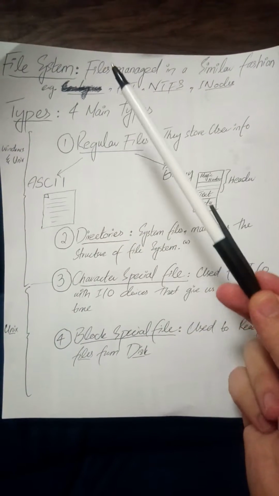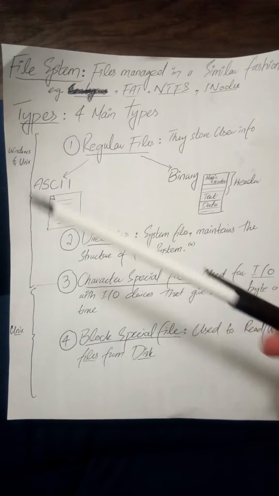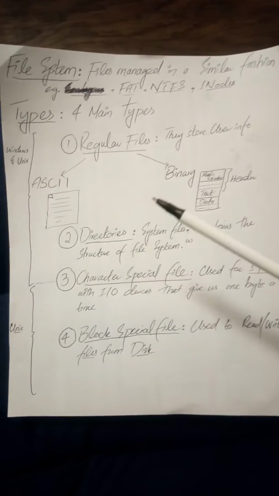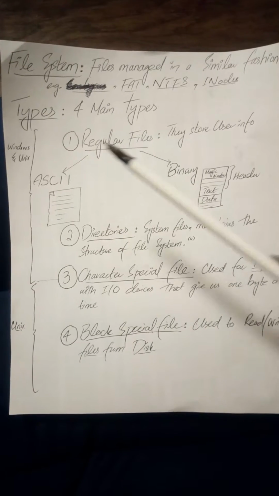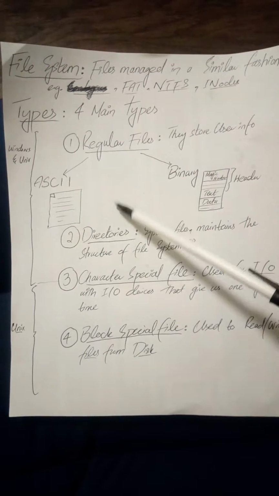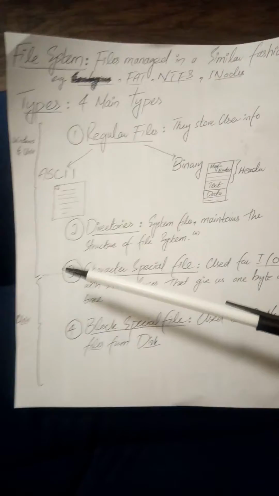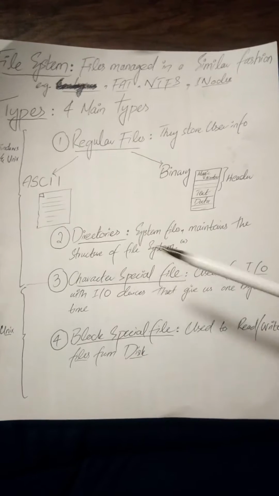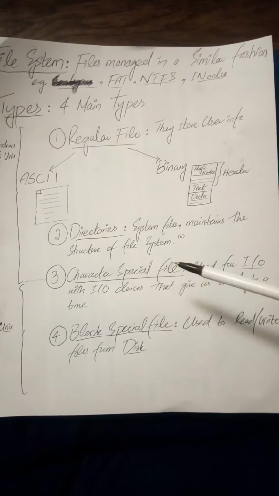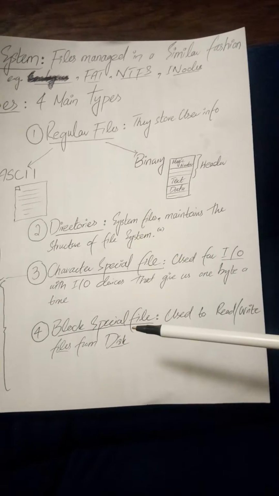Now, since we're discussing files, let's discuss the file types. There are basically four main types. Windows and Unix have regular files and directories, while Unix has some special files such as character special files and block special files.